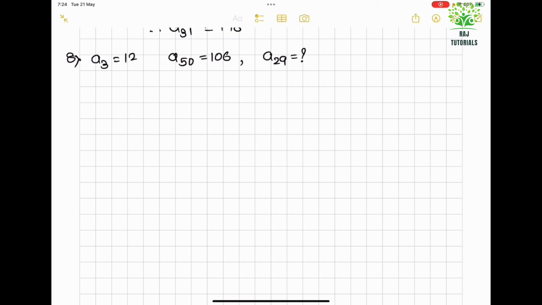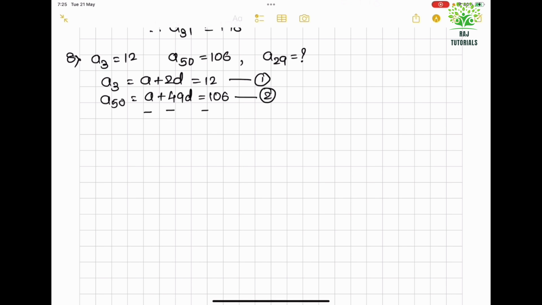Eighth one says an AP consists of 50 terms, of which the third term is 12 and the last term is 106. Find the 29th term. So here I know that third term means A3. So A3 will be A plus 2D, that is equal to 12. So I will be calling it equation 1. And A50 means A plus 49D, that is 106.